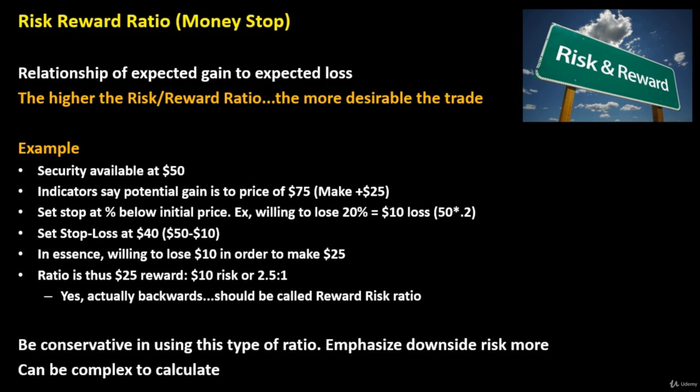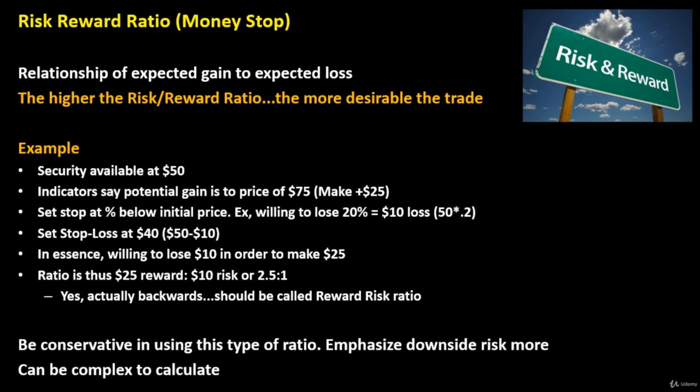So if I'm buying at 50, my stop loss would be set at 40, right? 50 minus 10, the amount I'm willing to lose. It's a percentage of the initial price. In essence, I'm willing to lose 10 in order to make 25, right? You see how I'm thinking I'm going to get up to 75. My indicators are showing that.